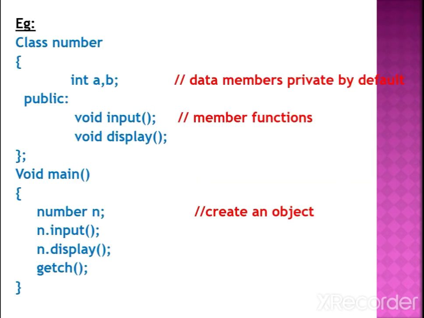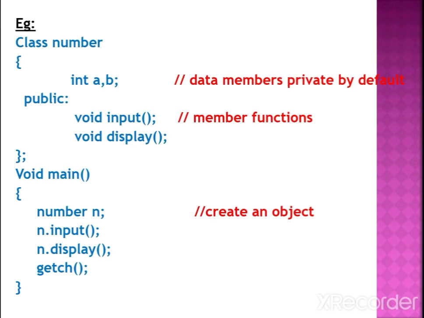Next, we'll consider one example. Class number. Class is a keyword. It is followed by the class name, number. int a and b. A and b are data members. These are two integer type variables declared private by default. Next, input, display. These are member functions. These are two member functions.